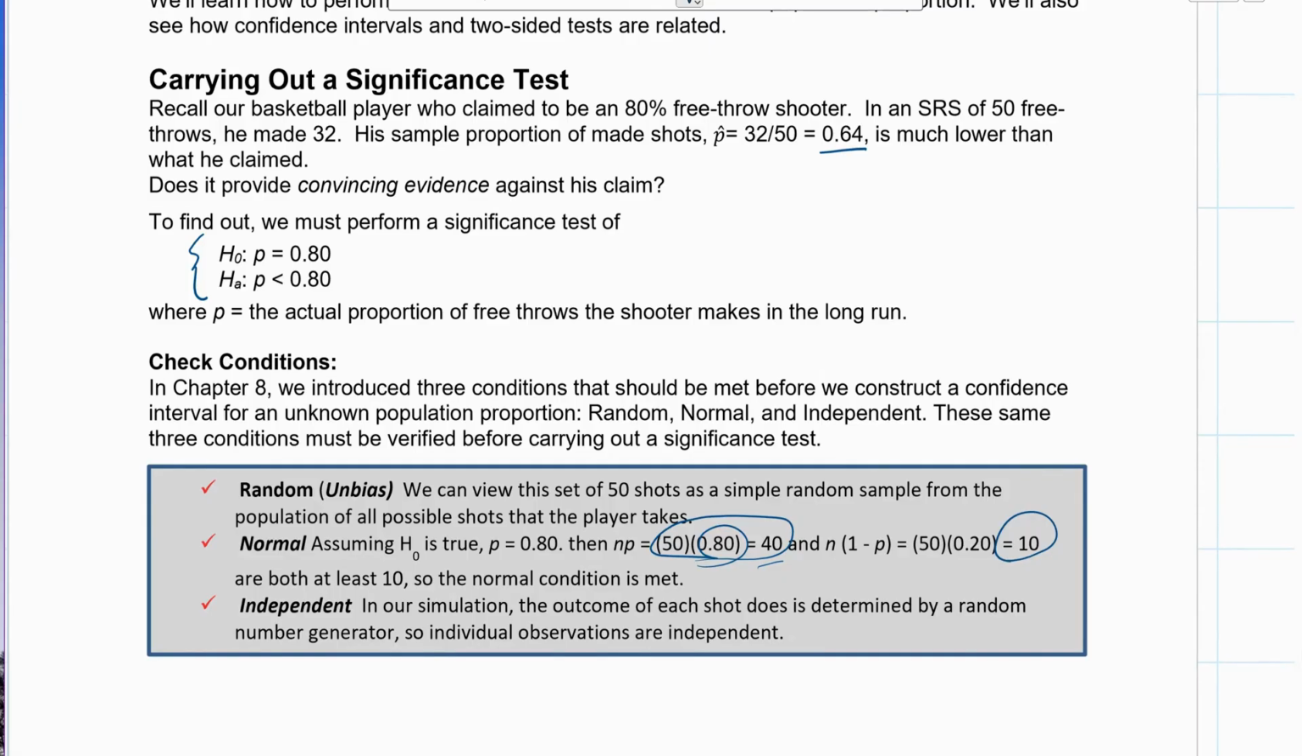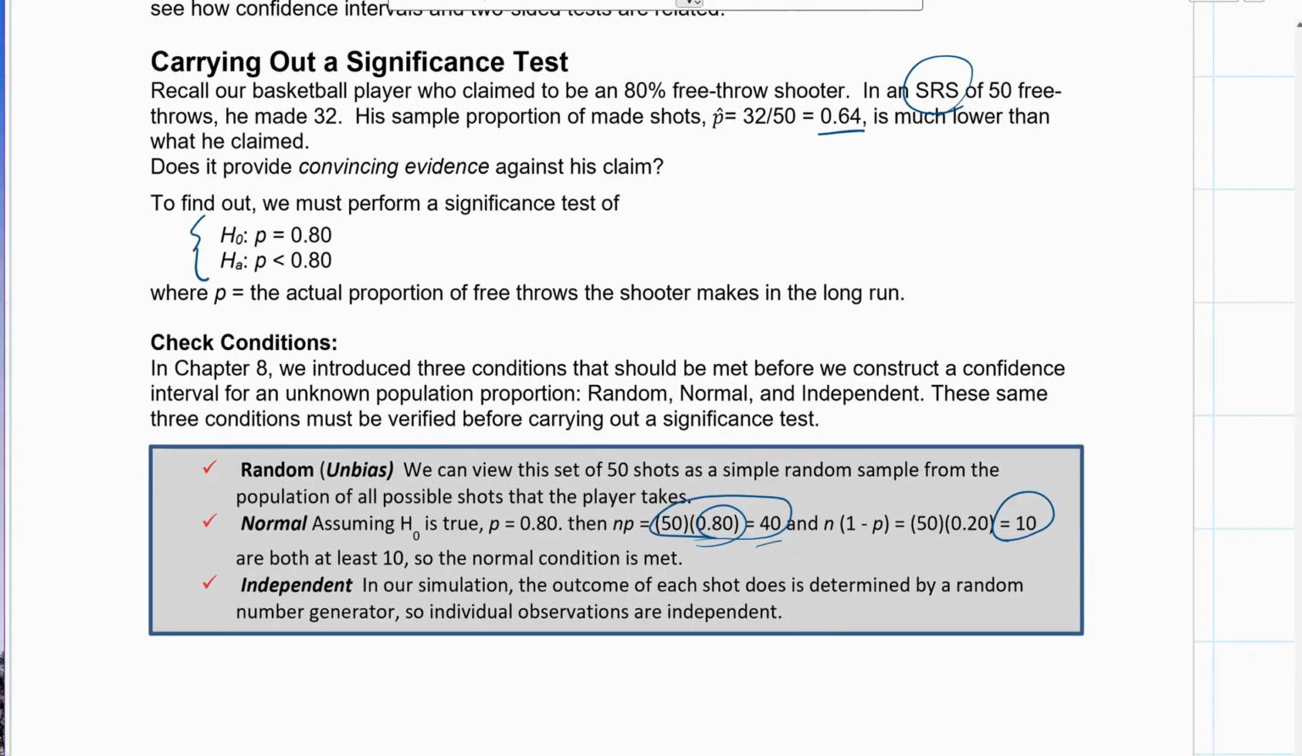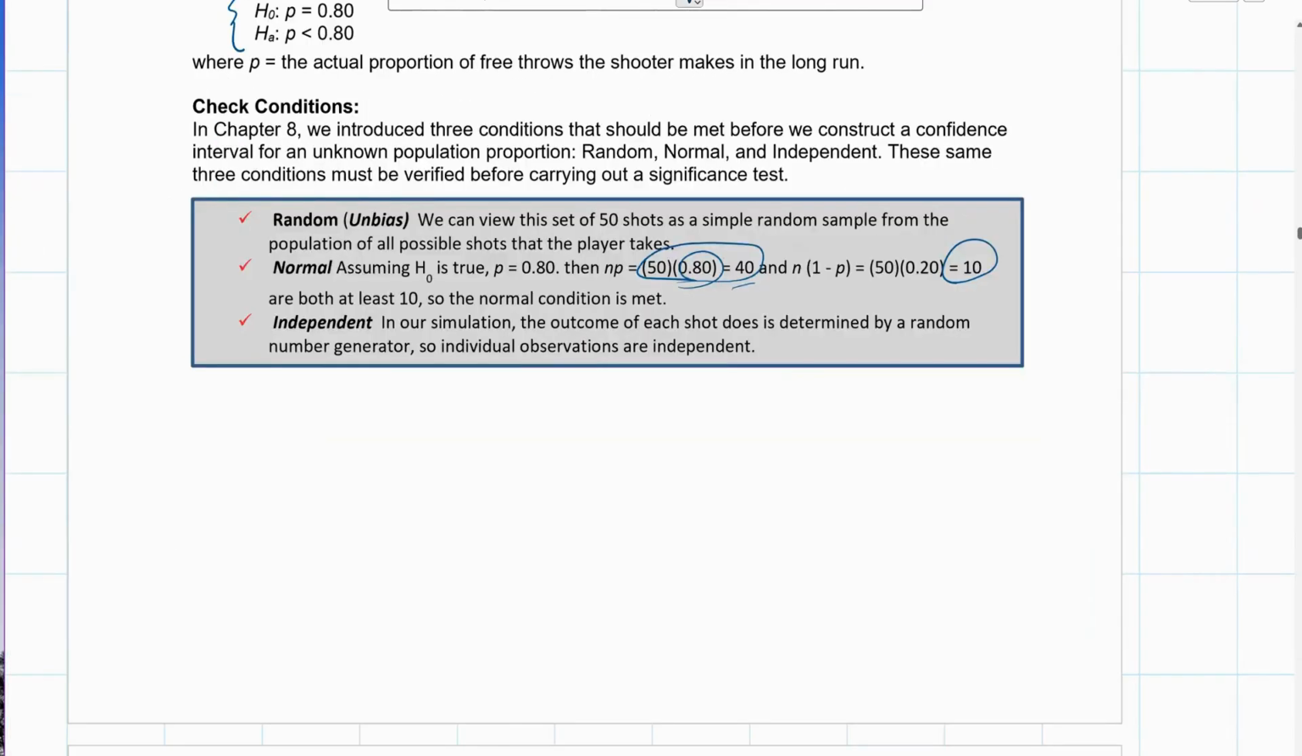And then lastly, we need to know that the outcomes are independent. We might do that with a 10% condition. If indeed we think that it is a simple random sample of all possible shots, do we think it's reasonable to think that he took at least 500 free throw shots? We think that is a safe condition. All right, let's go on to the next page.